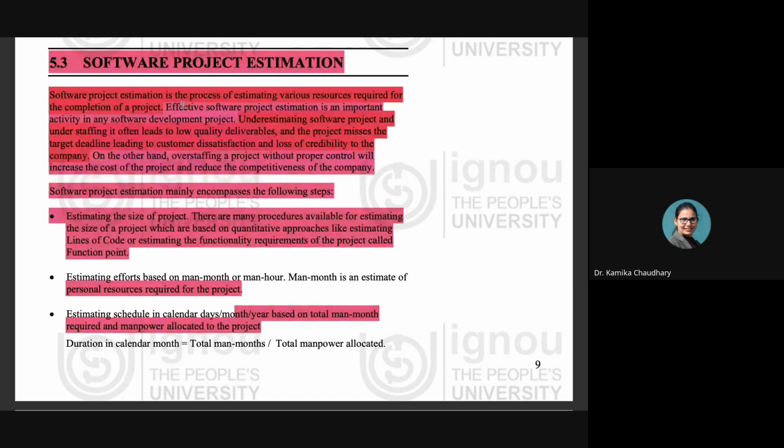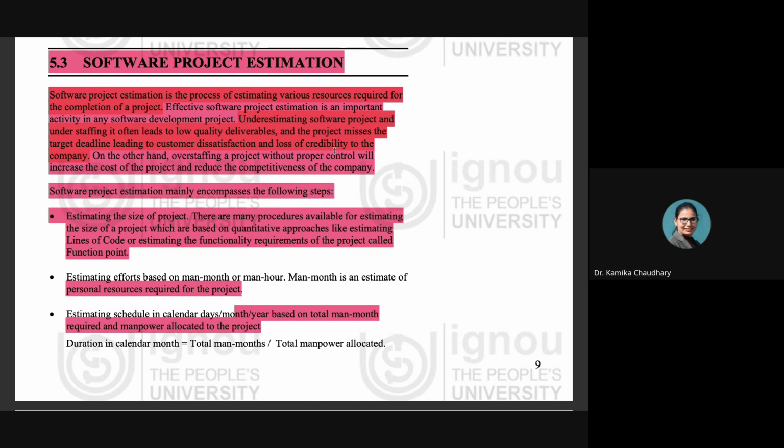Why? We are going to understand it. If we underestimate the software project and do understaffing, it is going to result in low quality of the deliverables, and the project misses its target deadline also. And if we overestimate, then what happens? Then we compromise on the cost of the project and reduce the competitiveness of the company. So underestimation is harmful, and overestimation is also harmful.